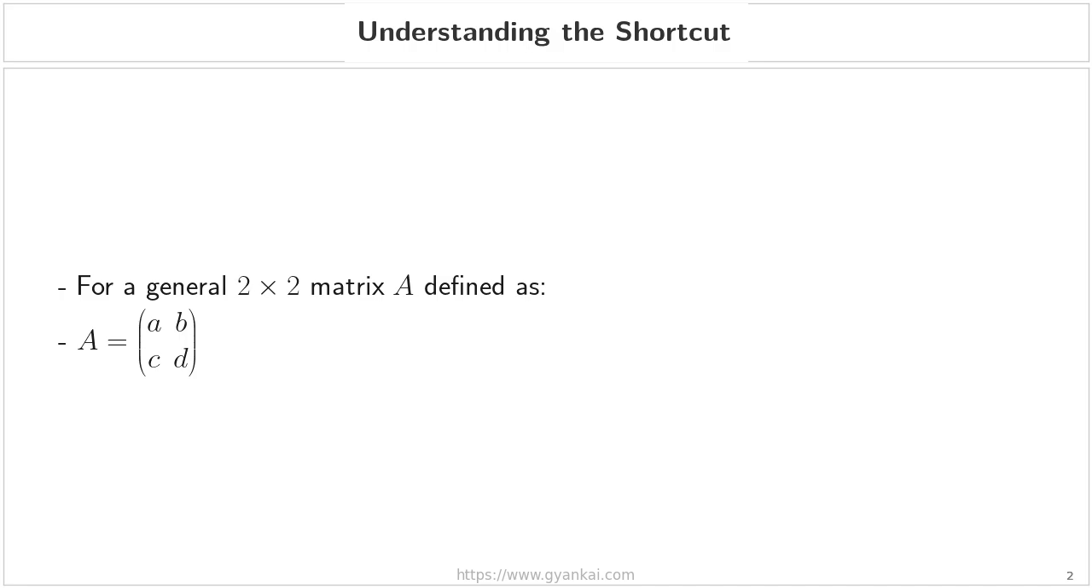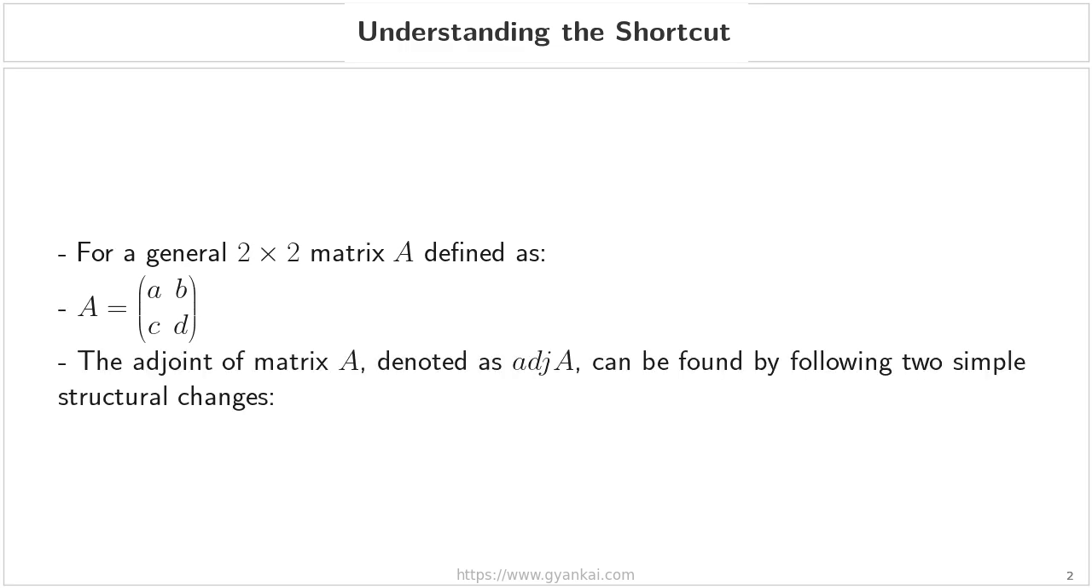Understanding the shortcut. Now that we've established that the standard method of using cofactors can be a bit tedious for smaller matrices, let's look at the actual mechanics of the shortcut. Suppose we have a general 2x2 matrix, which we'll call matrix A, defined with elements a, b, c, and d, arranged in 2 rows and 2 columns. To find the adjoint of matrix A, which we write as adj A, you don't need to calculate cofactors one by one. Instead, you can simply apply 2 very specific structural changes to the original matrix.